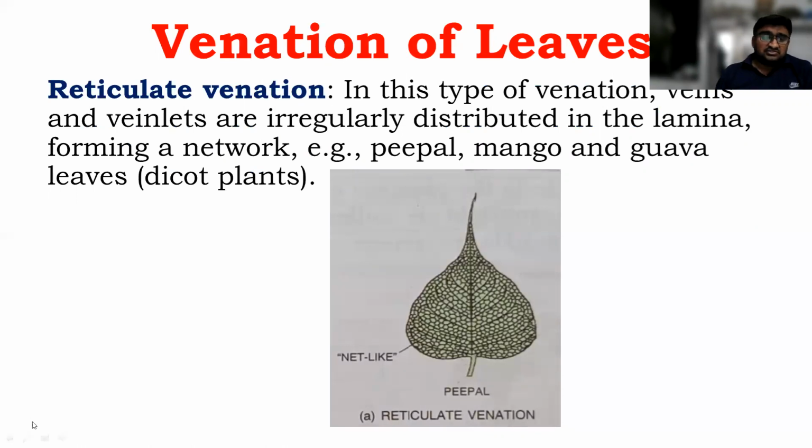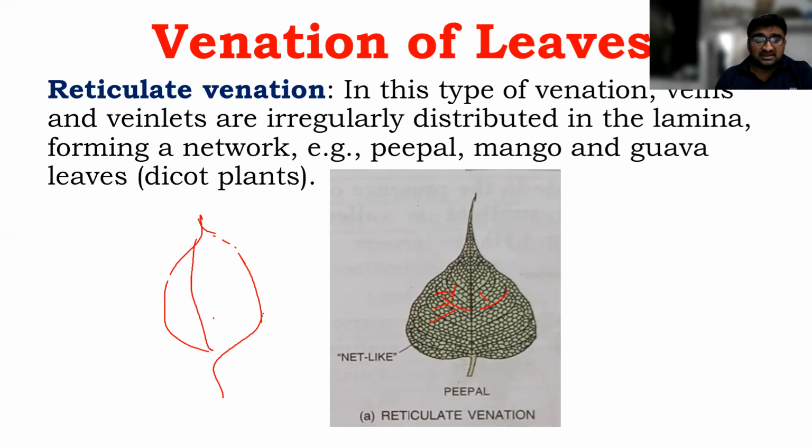Reticulate venation. In reticulate venation, the arrangement of the veins or veinlets is complicated. They don't have any definite pattern. If the arrangement of the veins or veinlets is like this, then that type of venation is known as reticulate venation. You can see inside the diagram, they don't have any definite pattern.